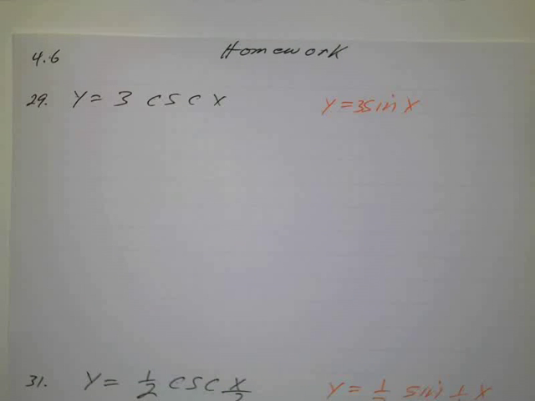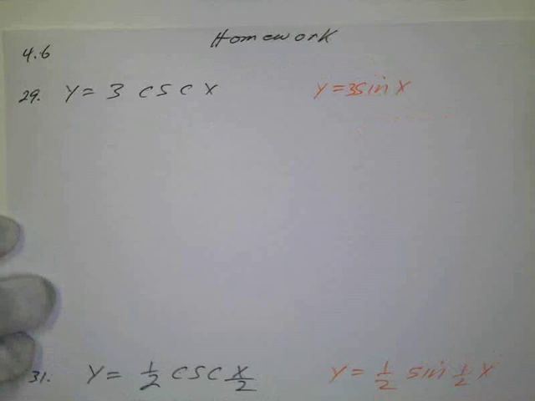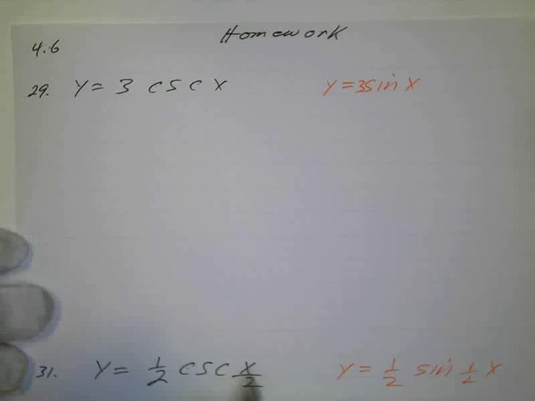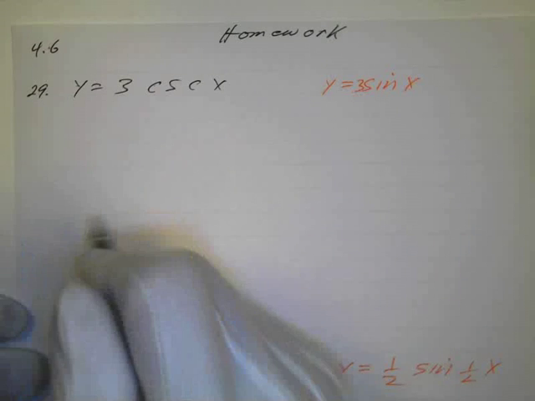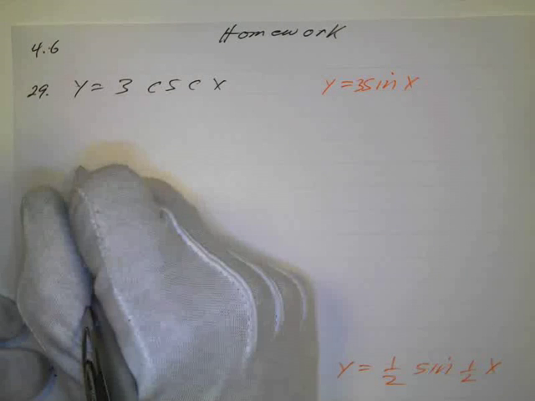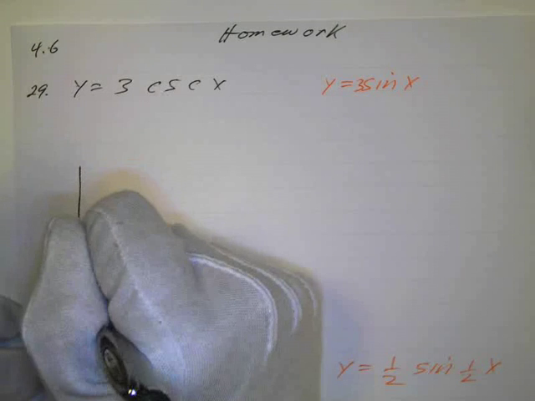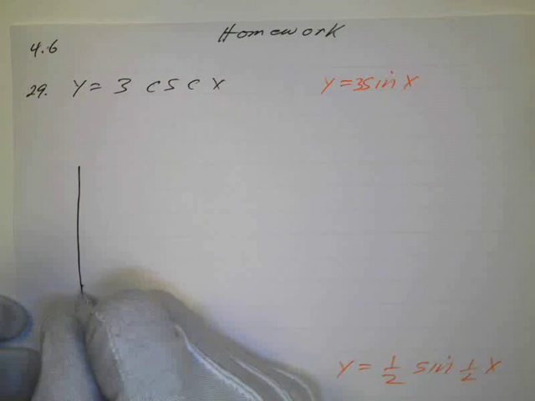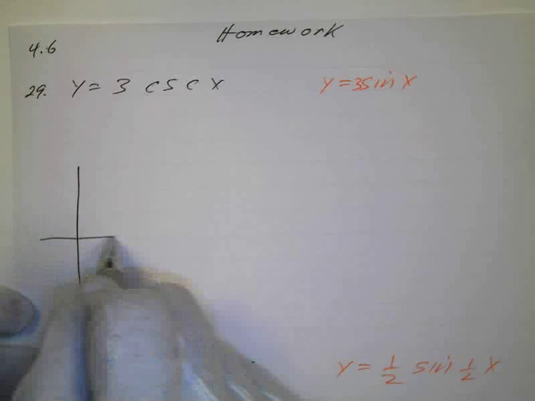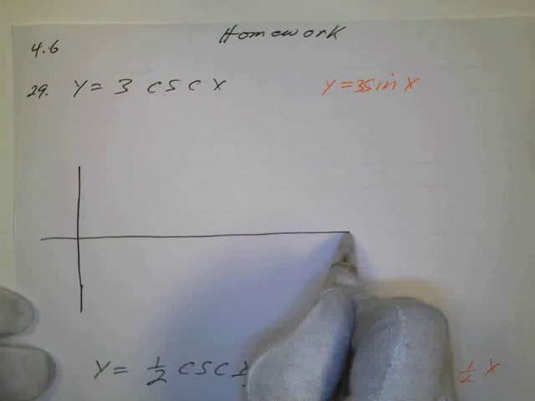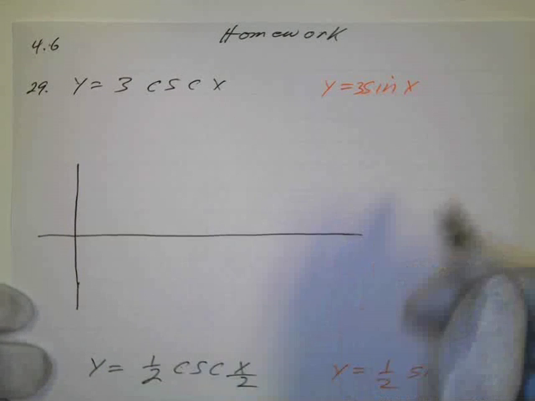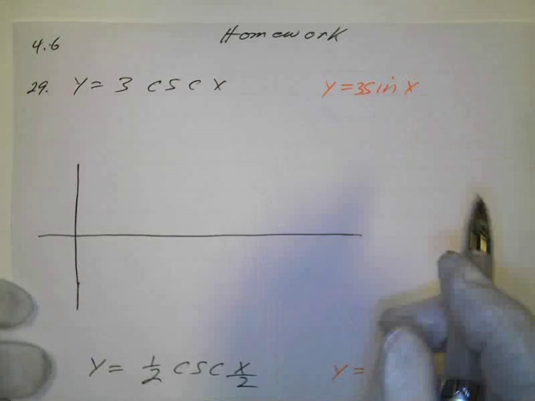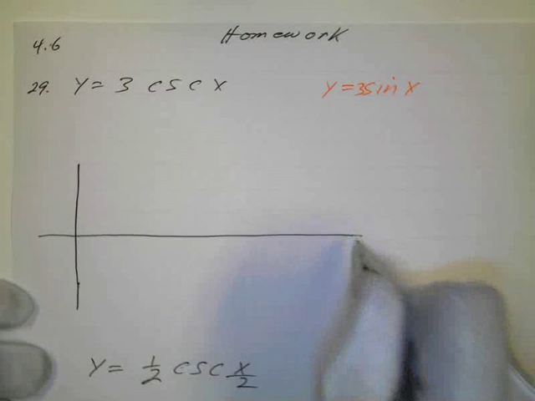Okay, so more of homework 4.6, and we have a 3 secant of x, so we're going to graph that. Remember, the secant is 1 over the sine, so I'm going to graph my sine. I got a period of 3, so I'll probably draw this a little bit lower down here, and let's go like this. And I don't have any period change, so this is easy. So I can graph this real quick.